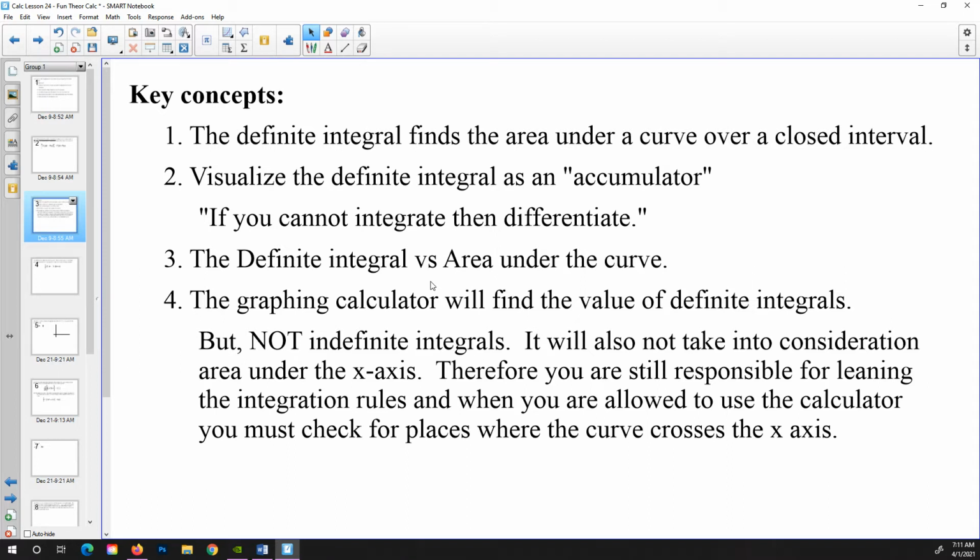Please note that the graphing calculator will find the value of definite integrals, but it will not find indefinite integrals. It will also not take into consideration area under the x-axis. Remember, it will count that as negative. Therefore, you are responsible for learning the integration rules. And when you're allowed to use the calculator, you must check for places where the curve crosses the x-axis, just to make sure, especially if they ask you for the area under the curve.